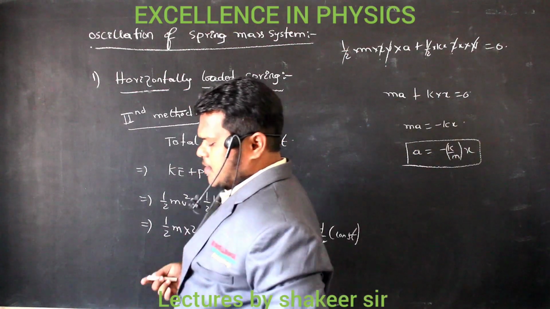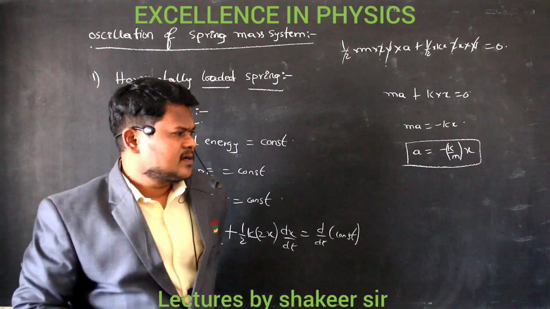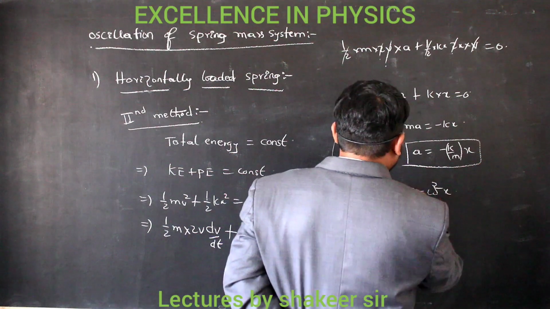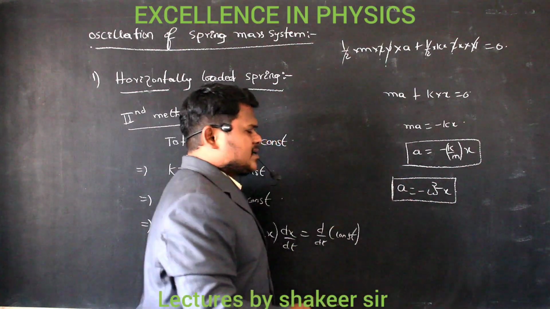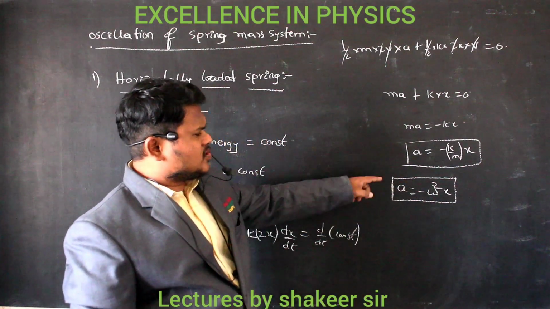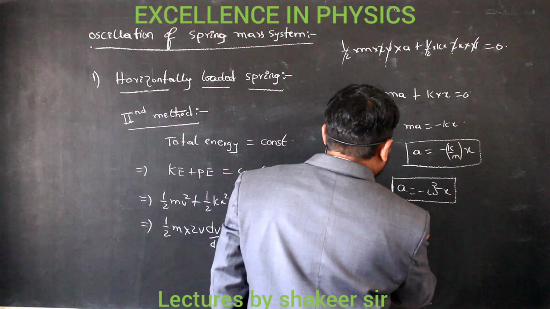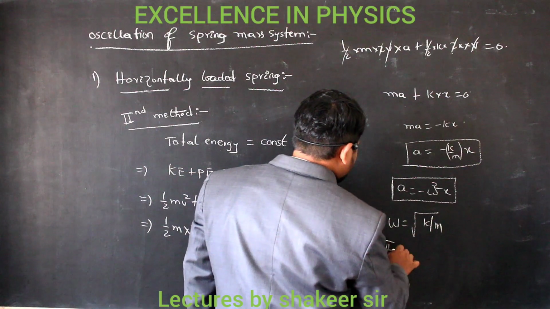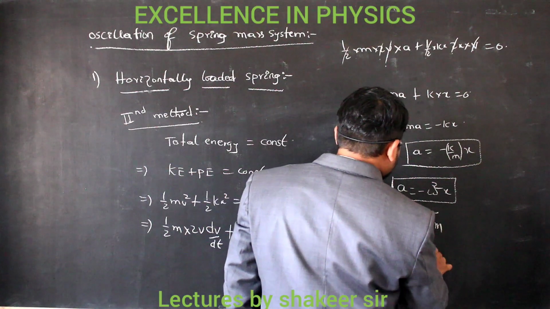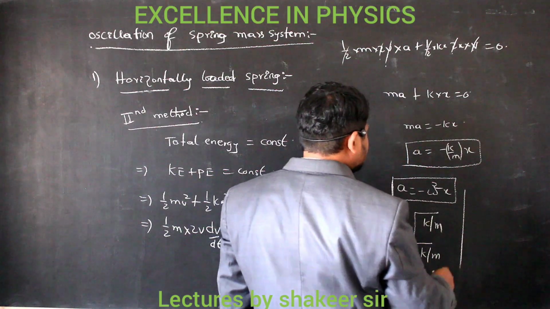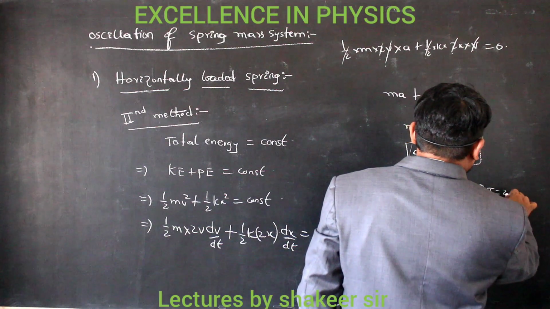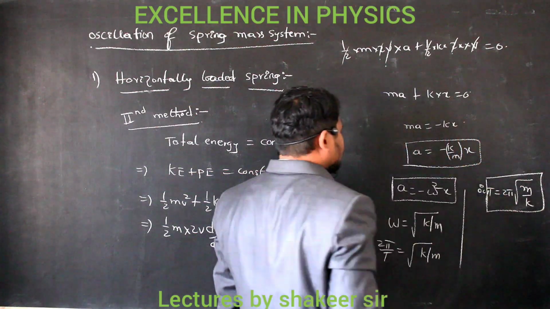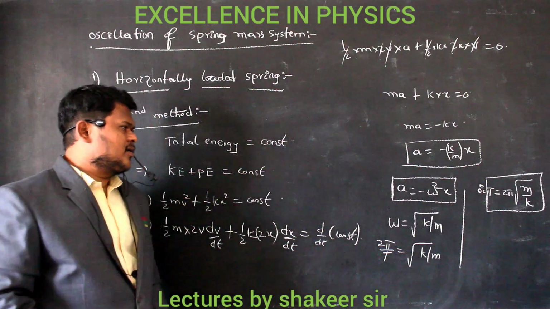Clear? So already we have studied the equation of acceleration previously. The equation of acceleration can also be written like this: a is equal to minus omega square x. This is also an equation for acceleration. Clear? Now if I compare these two relations, definitely I can say omega is equal to square root of k by m. And omega is nothing but 2 pi by capital T. So this is again equal to square root of k by m. So therefore, what equation of time period do we get? T is equal to 2 pi into square root of m by k. Clear? So this is how we can calculate the time period of a horizontally loaded spring.